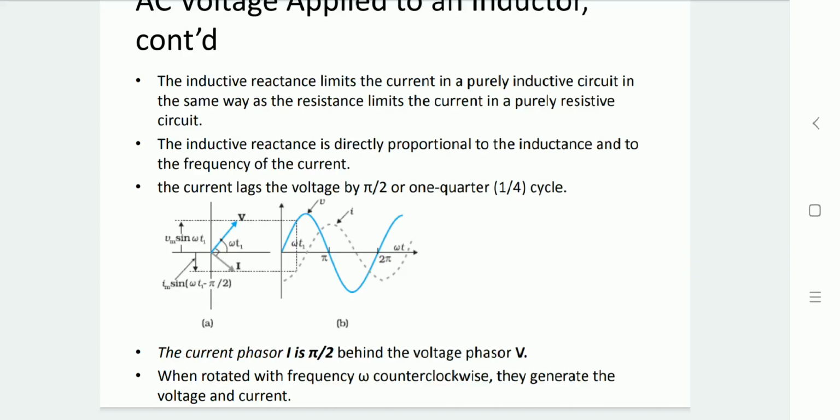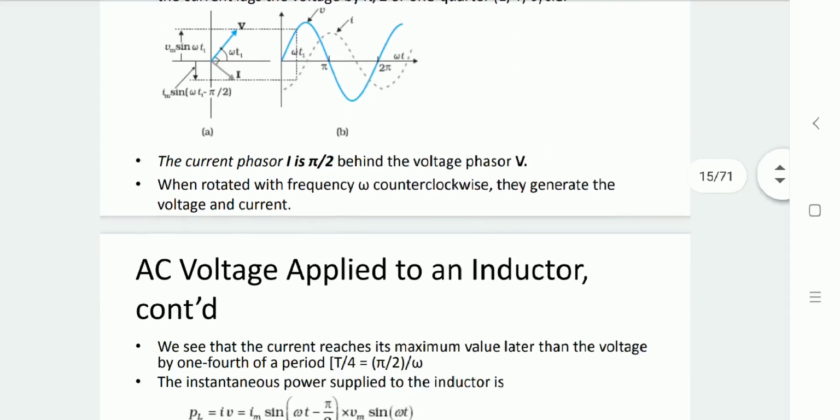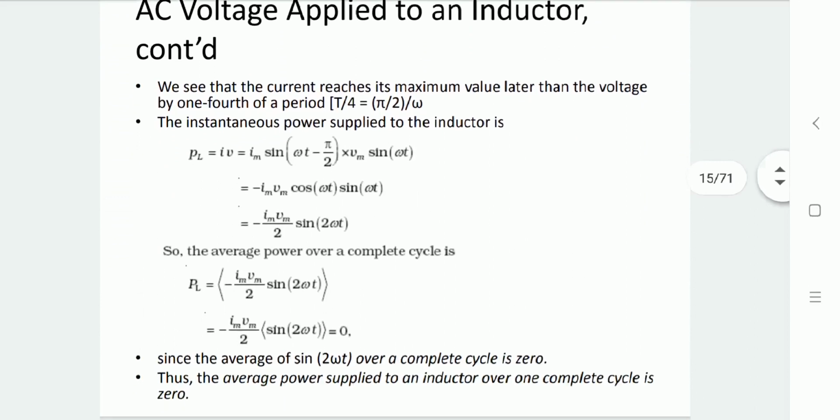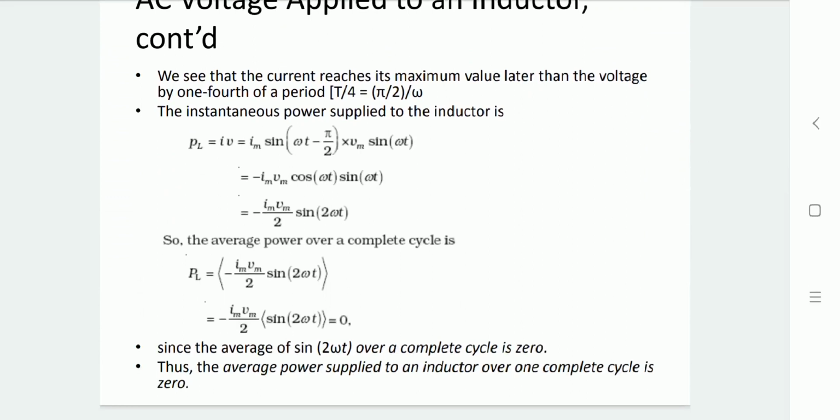So we can say that it is available in that way with the 90-degree angle. When we rotate it with the angular frequency omega, they generate the voltage and current. And the inductive reactance is directly proportional to the inductance and the frequency of the current. So we can say that current reaches its maximum value later than the voltage by the pi by 2 angle.